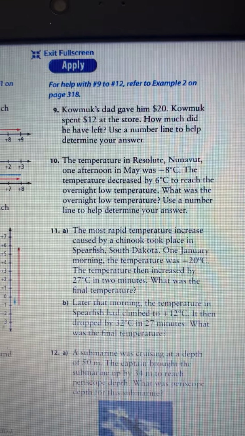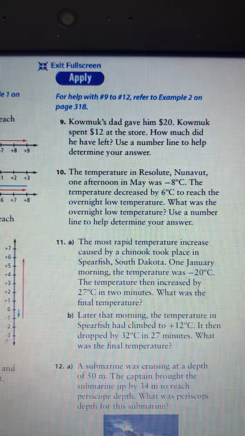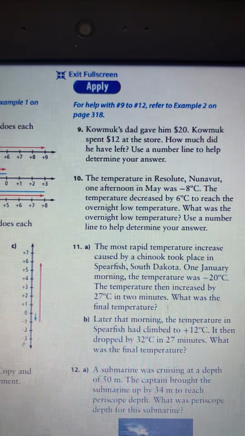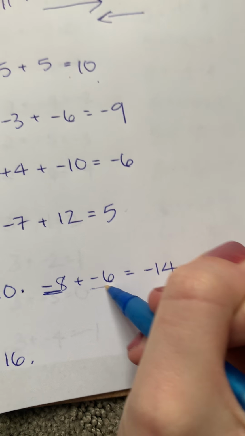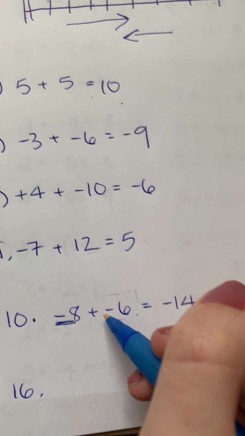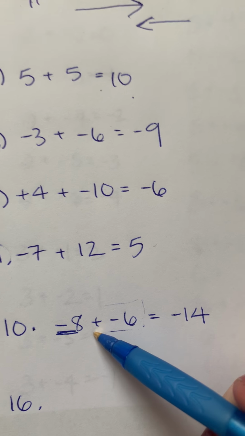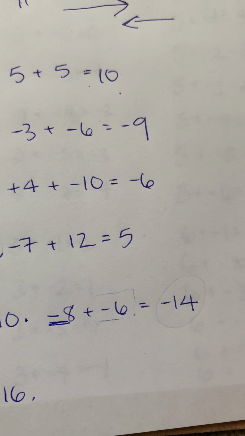Then we had question 10, which says the temperature was -8, and then the temperature decreased by 6 degrees to reach the overnight low temperature. What was the overnight low temperature? Use a number line. So for number 10, I started at -8, but then I went 6 degrees even lower than that. So that tells me that that's going to be a -6 because we're going lower in our numbers. So I have -8 plus -6, -14 is my answer for 10.